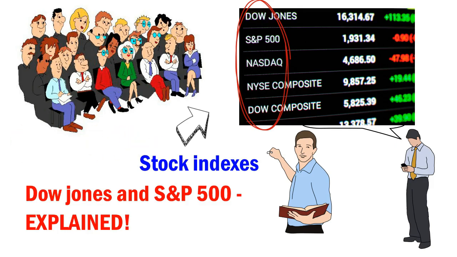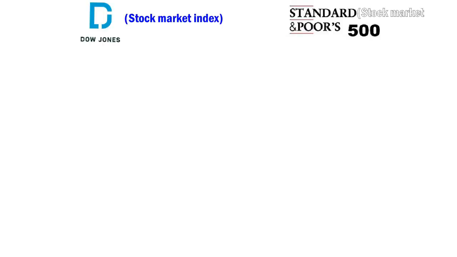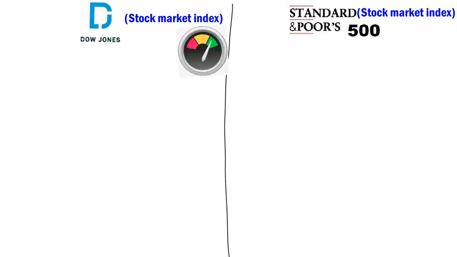Well, let's get started. What is the usage of Dow and S&P? The Dow and S&P are stock market indexes. Both of them are used as an indicator to track the stock market performance. What is the difference between them?